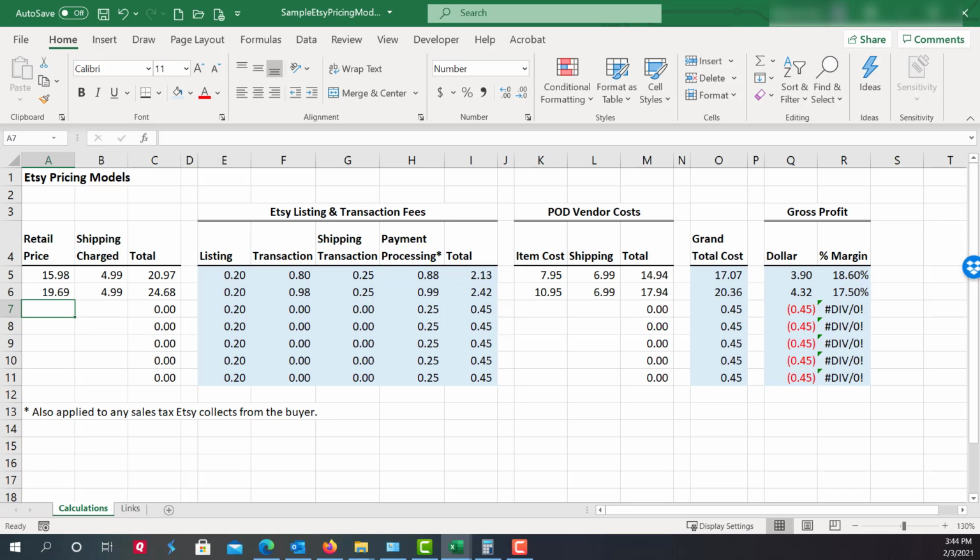Now, this is also where it can be useful, because if you're not familiar with it, Etsy has been trying to get people to do free shipping. They were really aggressive with it last year in 2020.